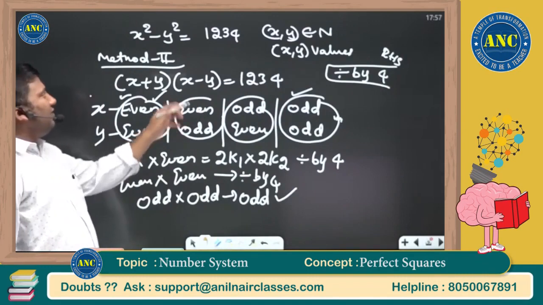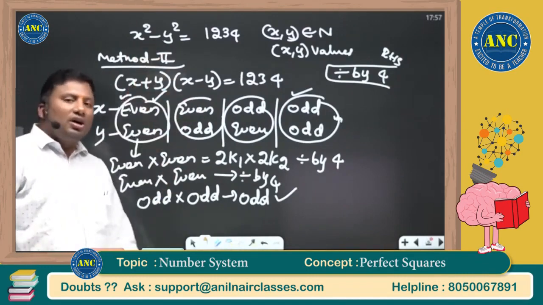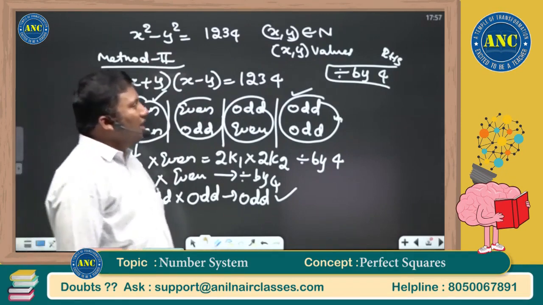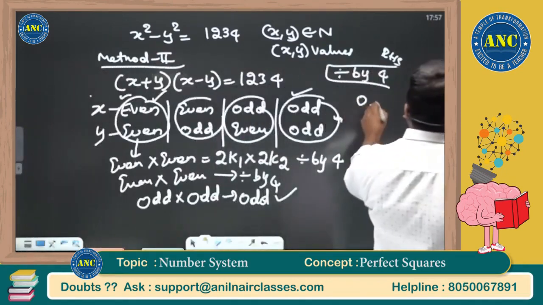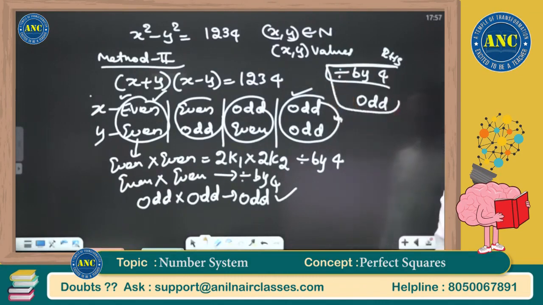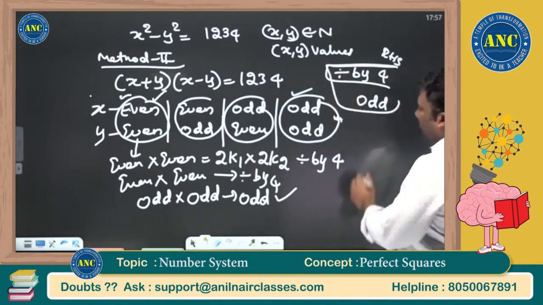Next one, one is even, another is odd. Even minus odd, odd. One is odd, another is even. Odd minus even, odd. Right hand side is an odd number. Please make a note of this one, sir. Make a note of this point.